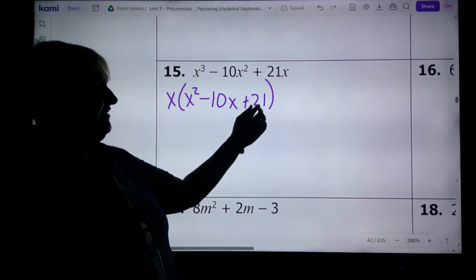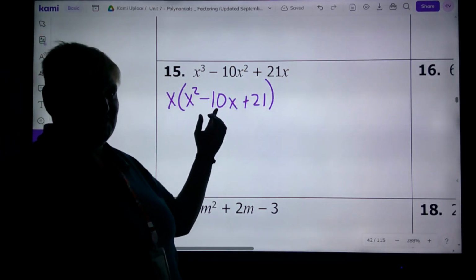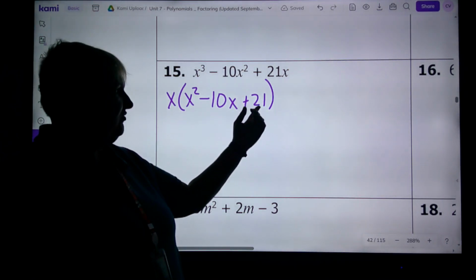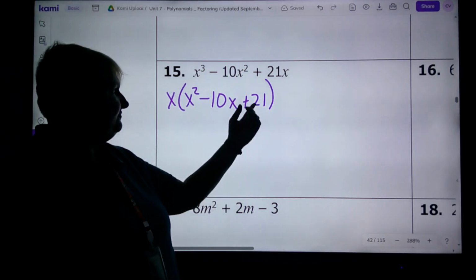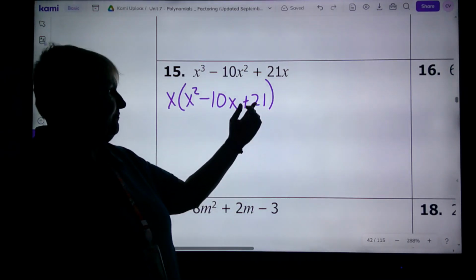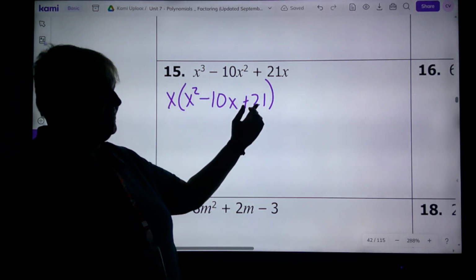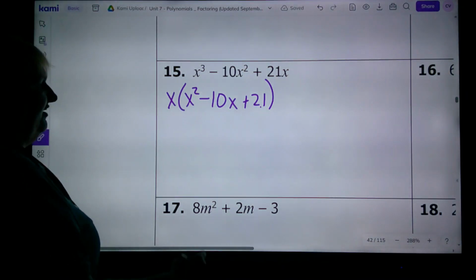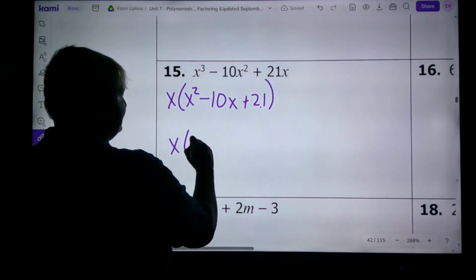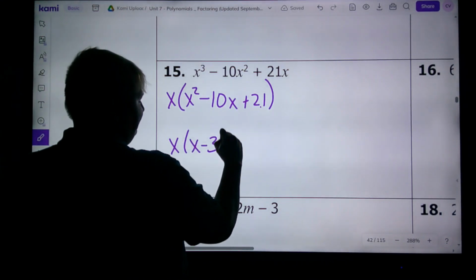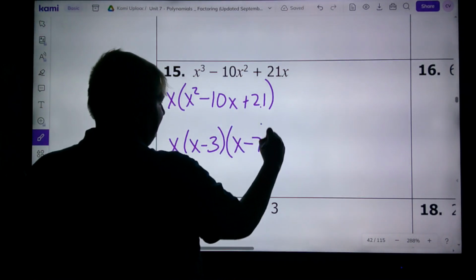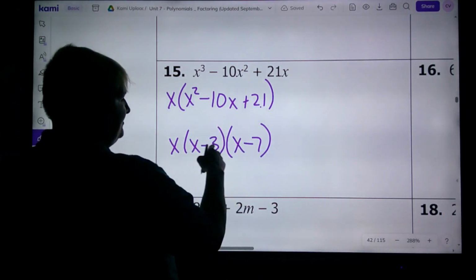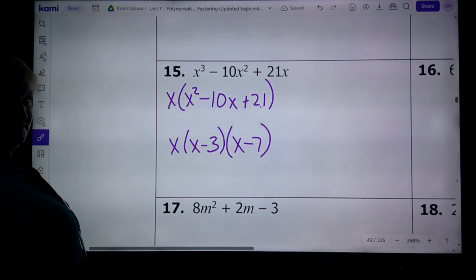Two numbers that multiply to give us 21 and add together to give us negative 10. My 7 and 3 are my factors of 21. We need them both to be negative or both to be positive to give us positive 21. But to give us negative 10, we need them both to be negative. So, we already took out our x. Now we have a negative 3 and a negative 7. Adding these together will give us our negative 10. Multiplying these together will give us our positive 21. Done.